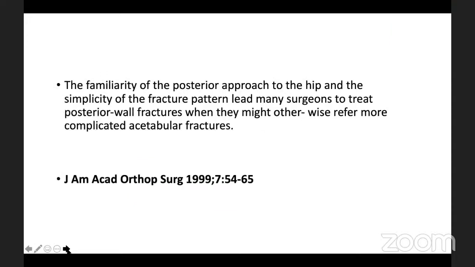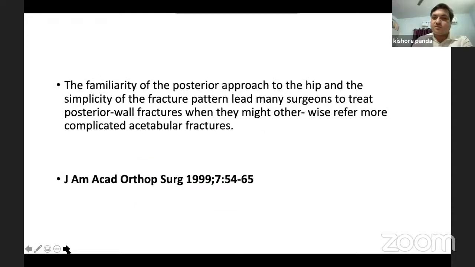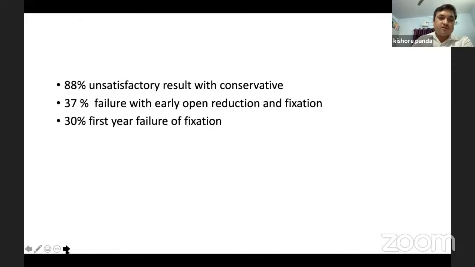Someone has rightly said that the familiarity of the posterior approach to the hip and the simplicity of the fracture pattern lead many surgeons to treat the posterior fracture when they might otherwise refer more complicated acetabular fractures. If we review the literature, 88% of these fractures fail with conservative treatment, and 37% fail with open reduction and fixation, and 30% fail in the first year of fixation.